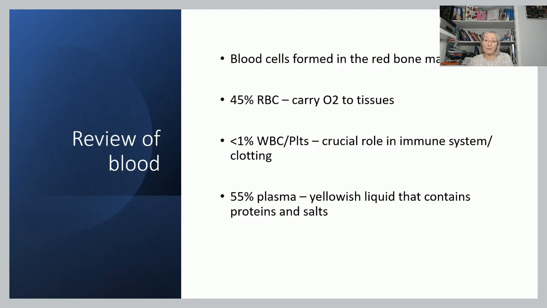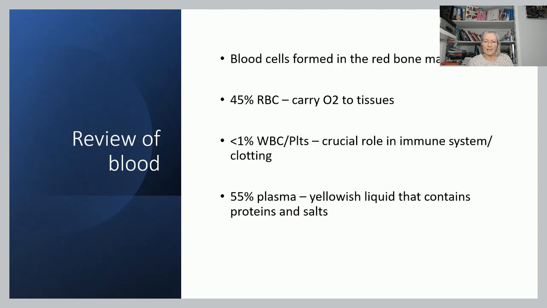Blood cells are formed in the red bone marrow, and 45% are red blood cells, which are important in carrying oxygen to all the tissues of the body. Less than 1% are white blood cells and platelets. The white blood cells are obviously crucial in your immune system, and platelets are very important in blood clotting. That leaves us with 55%, which is plasma.